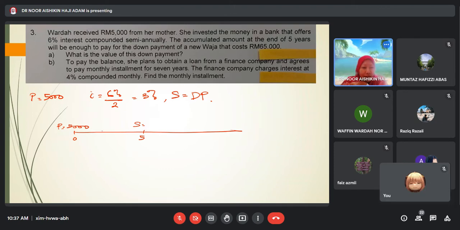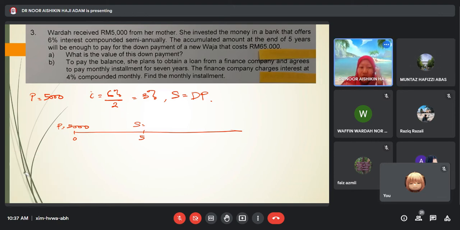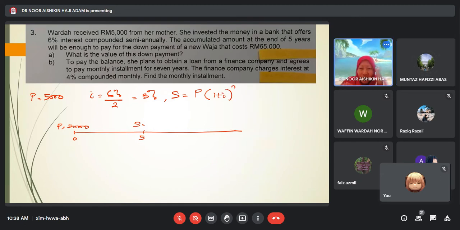Where I equals to 3%. Boleh cari kelas? What is S? How do you find S? What is the formula to find S? Compound interest. So what is the formula? S equals P times (1 plus I) power of N.